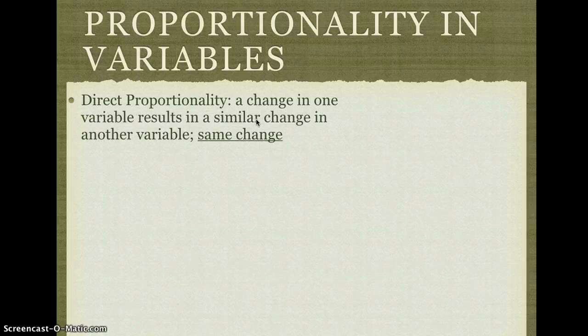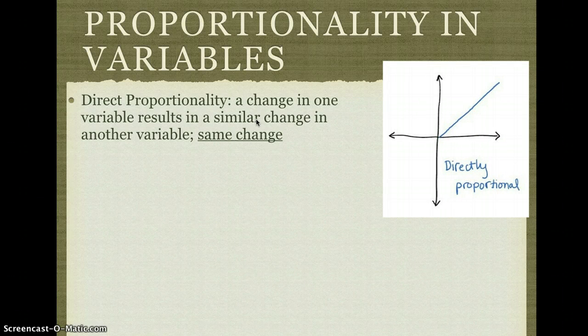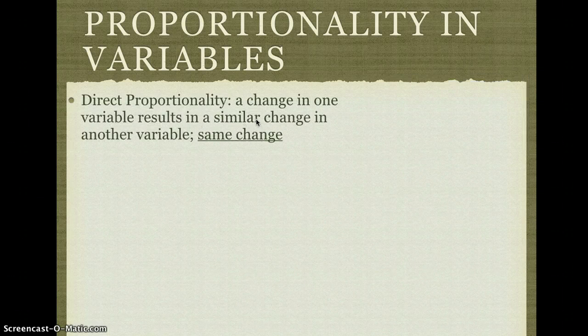So we have 2 main types of proportionality. Let's start with the definition here. We have direct proportionality. Direct means a direct connection, means that if one variable changes, the other variable changes in a similar way, or we say the same change. And so what we're saying here is that if I increase the mass, I will increase the density. If they both increase, it's direct proportionality. It's the same type of change.